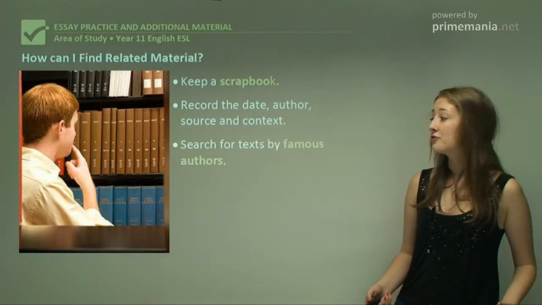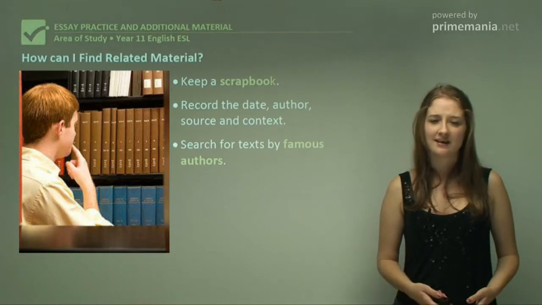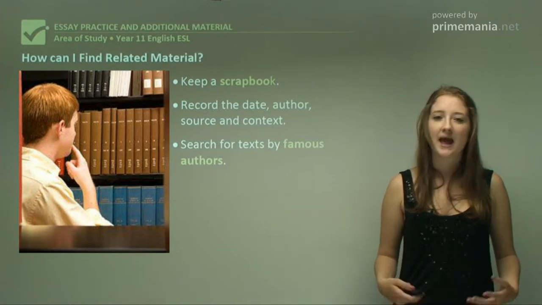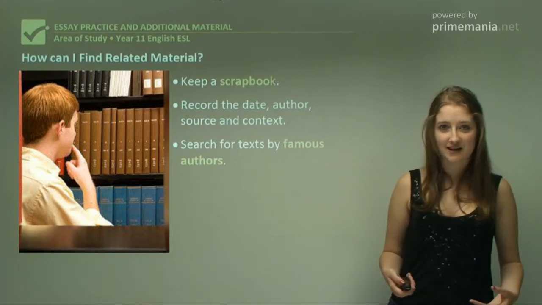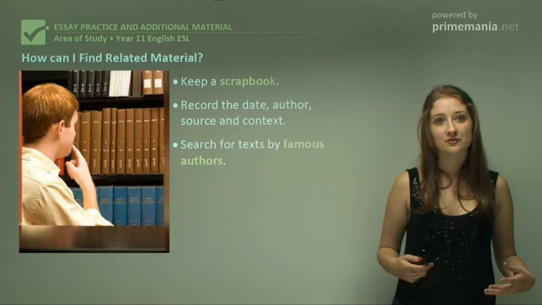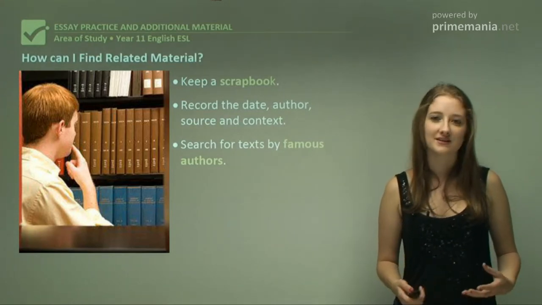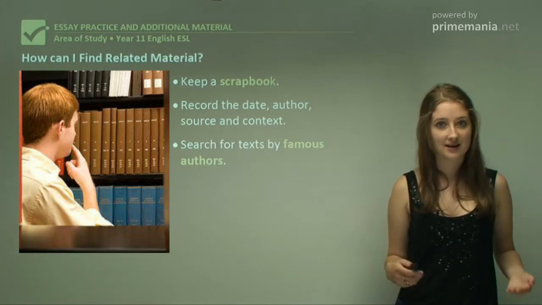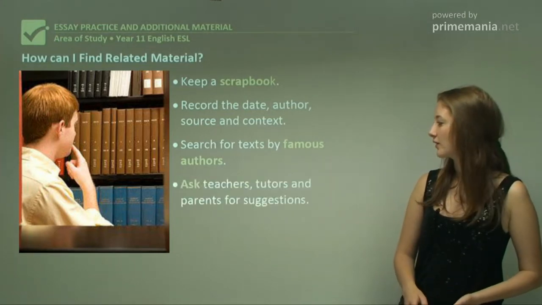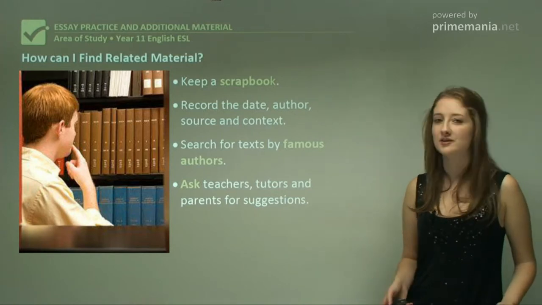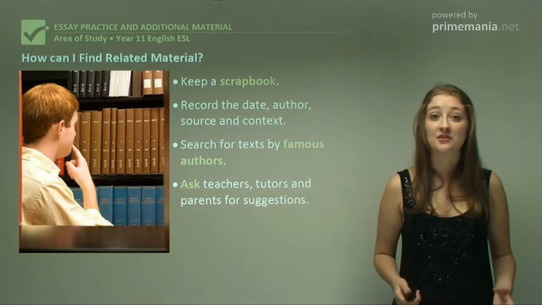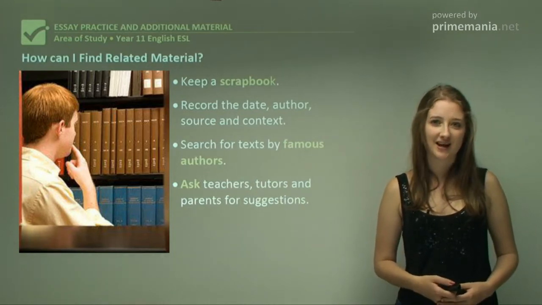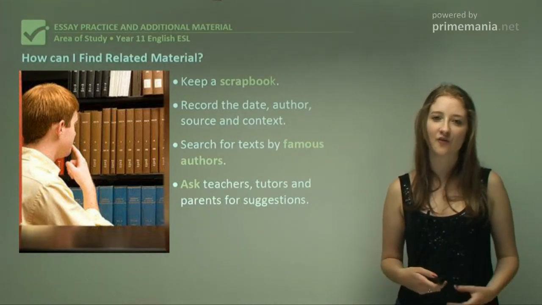You can also search for text by famous authors, and you can either do this online or at your school library or local library. Anywhere like that where you can get some information on potential texts and do a bit of research into them before you read the entire thing, just to make sure that it's appropriate before you spend hours reading a complicated text. You can also ask your teachers, tutors, and parents for suggestions because obviously they're experienced in selecting related texts and might have some really good ideas about texts which are appropriate for your area of study.